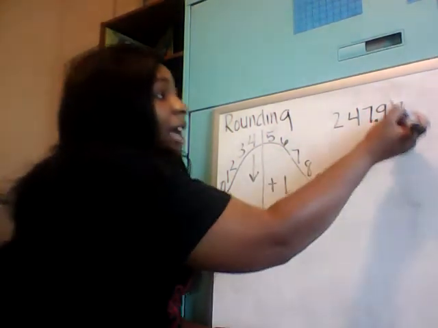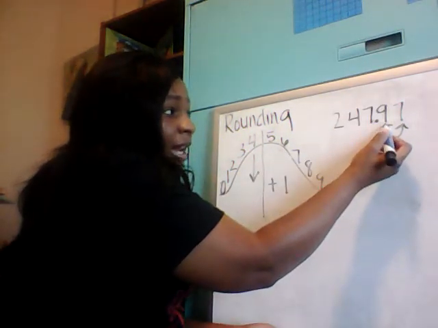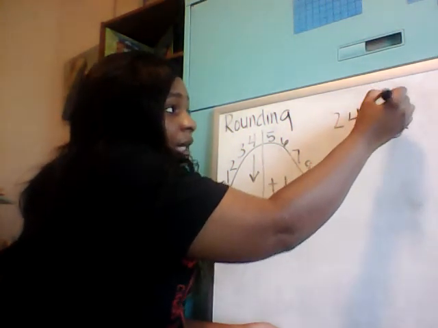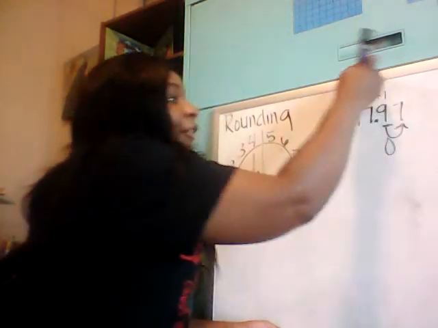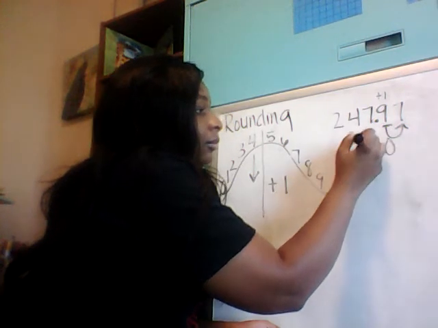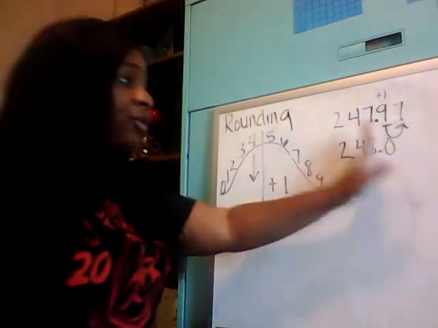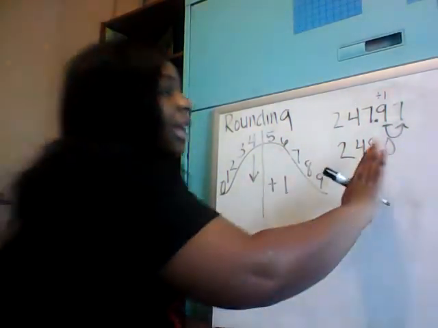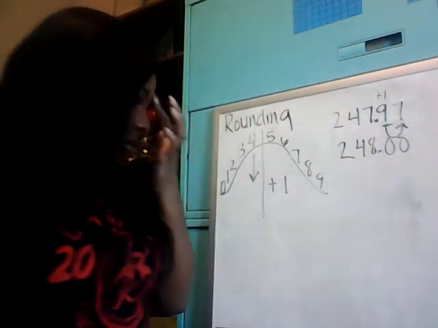So that means we're going to add 1 to the 9. But if we add 1 to the 9, 9 plus 1 is 10. So then that means we have to carry over. All the other digits will come down if you do not have to regroup. And everything behind here becomes a 0.